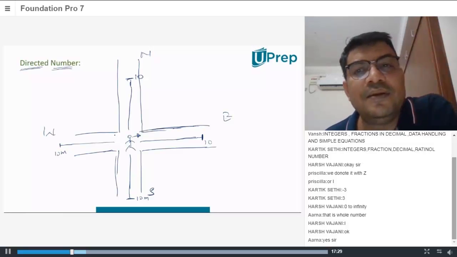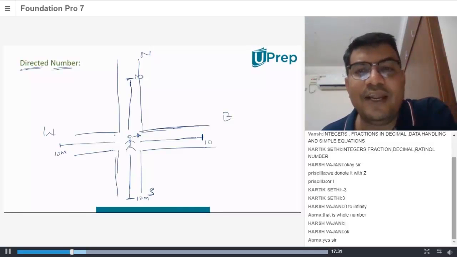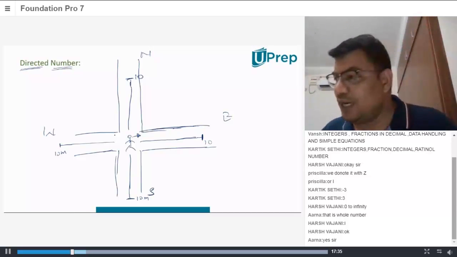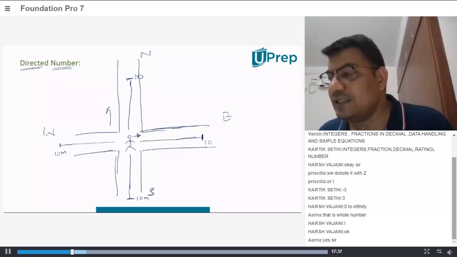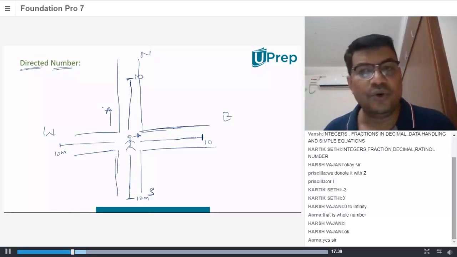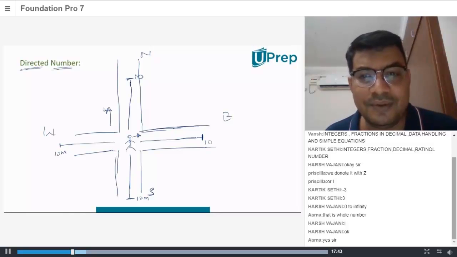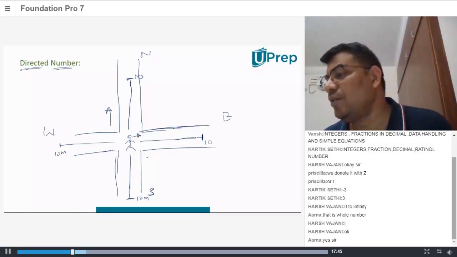North. You have to go north. Very good. Because you're facing east, if someone tells you left, that means you have to go towards north. Brilliant. So if someone tells you to go 10 meters right, what will you do? South. Very good. Brilliant.